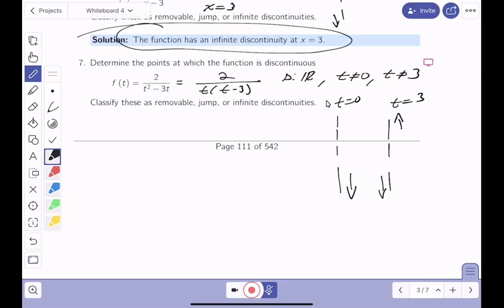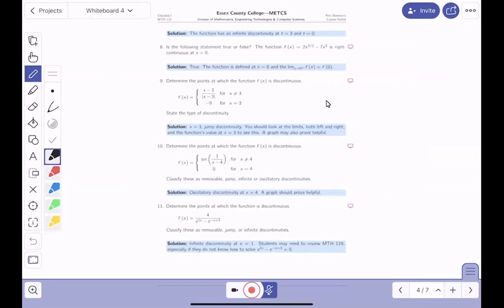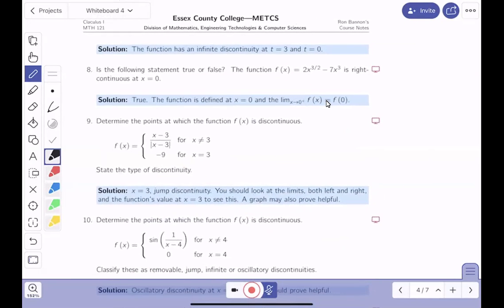If you took a number below 0, like -1, you would get a positive. So what I'm saying over here, I can do the limits for this guy, which you did in 119. So I'm going to say it's discontinuous at 0 and at 3, and they're infinite. All right, so they're infinite. Let's go to the next page. Make sure it says 0 and 3 and infinite, and where they say infinite discontinuities at 3 and 0. So I feel pretty good about that.